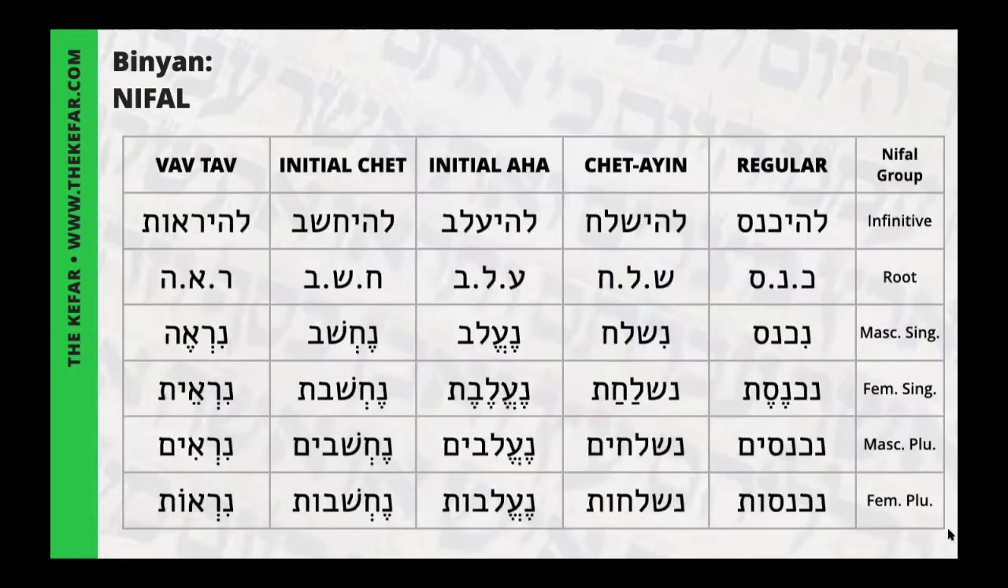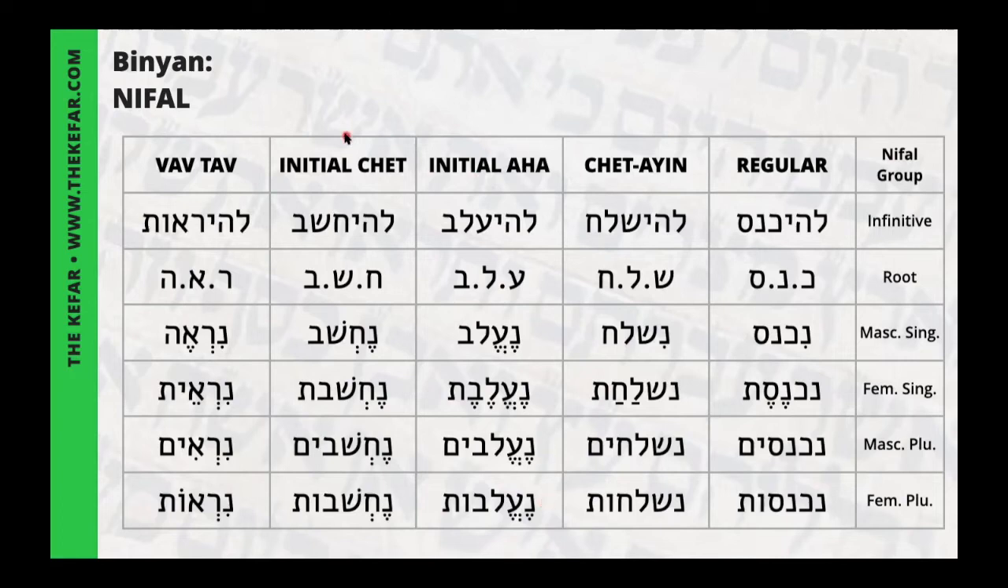Here we have the 5 groups that we've done so far, side by side. We have our regular pattern, which sounds like nichnas, nichneset, nichnasim, and nichnasot. We have our chet ayin group, nifal verbs whose final root letter is chet or ayin, and it sounds like nishlach, nishlachat, nishlachim, and nishlachot. We have our initial aha group, verbs where the first letter of the root is either aleph, hey, or ayin, and the pattern sounds like ne'elav, ne'elevet, ne'elavim, and ne'elavot.